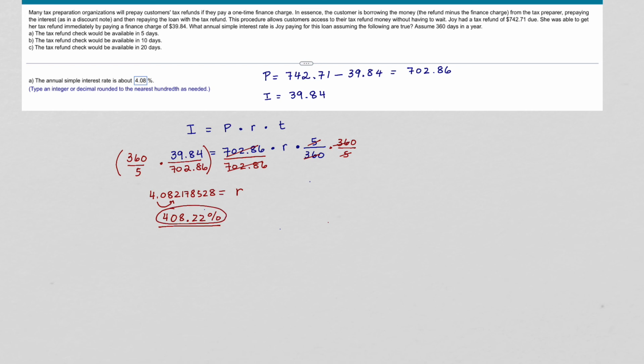And we would do the other problems similarly. So we just would change the time to 10 days or 20 days instead of 5. And that's how you do that problem. Oh my goodness.